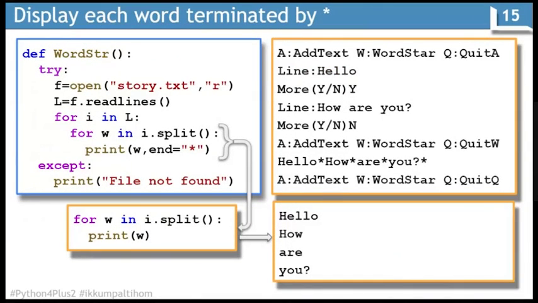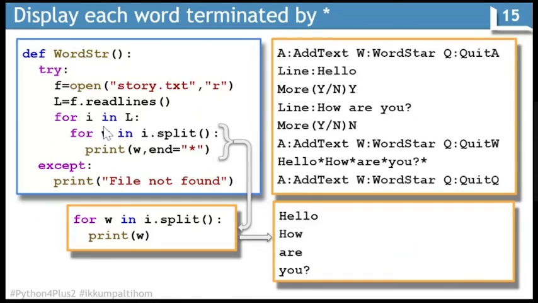This is another example where we assume that a file is already existing and the file is containing hello, how are you? And you are reading the content of the file. So you can just make use of try except for handling the exception. If the file does not exist, it is going to display file not found. And if it exists, it is going to read all lines.